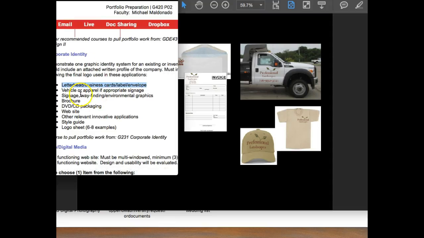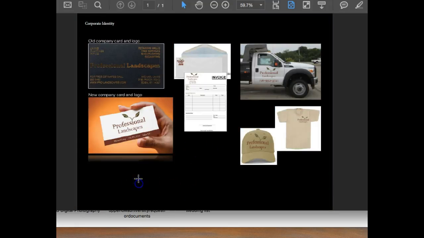You can use these for the pieces. You can use signage, wayfinding, vehicle, apparel, brochure. I don't think you're showing enough here. I'm going to be honest with you. I think that this could be so dynamic, but right now it's so tame. Let me give you an example.